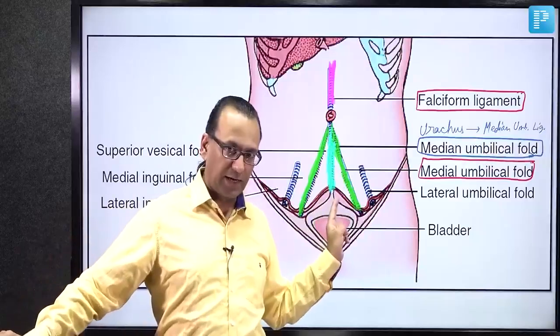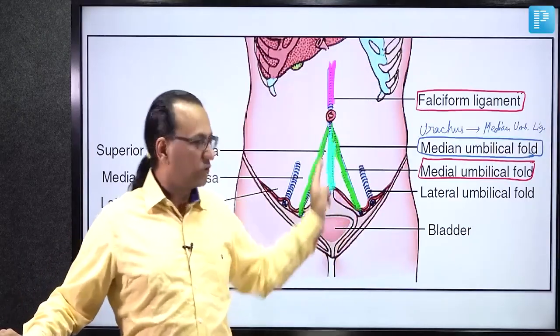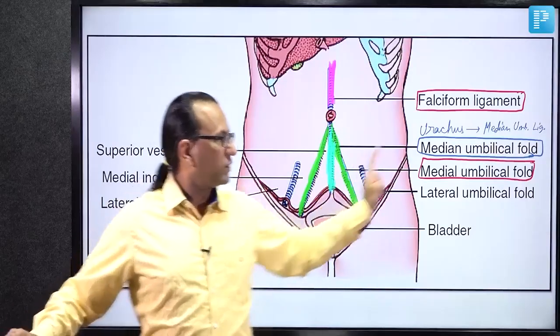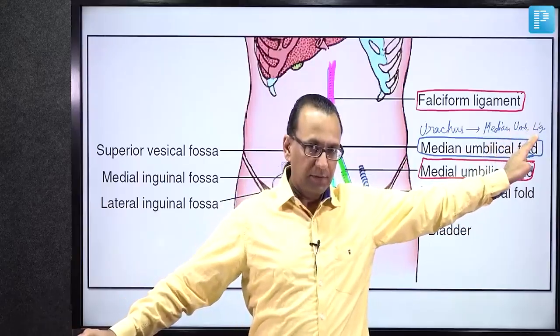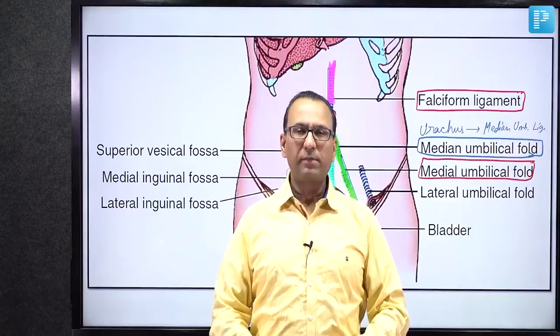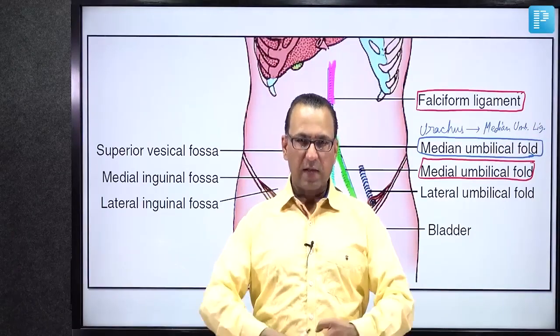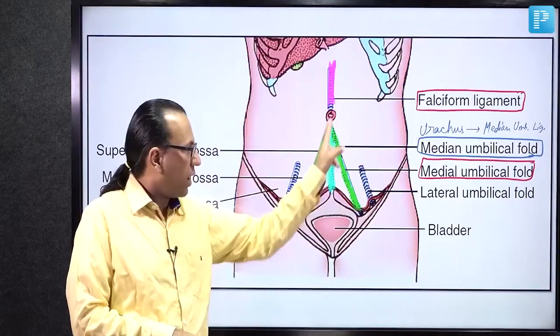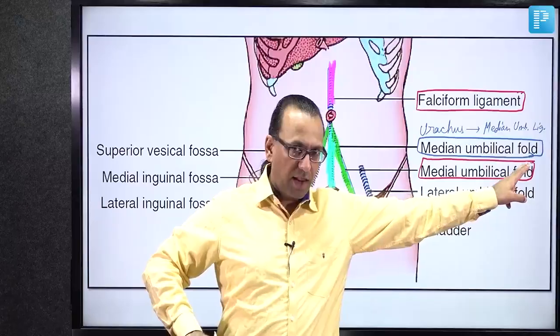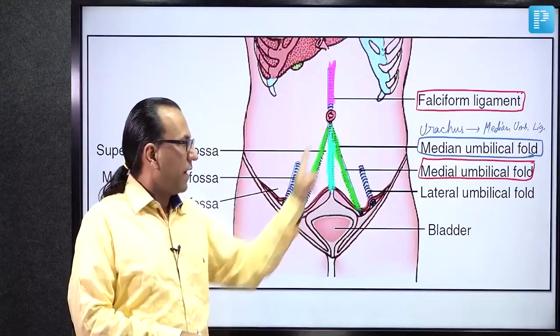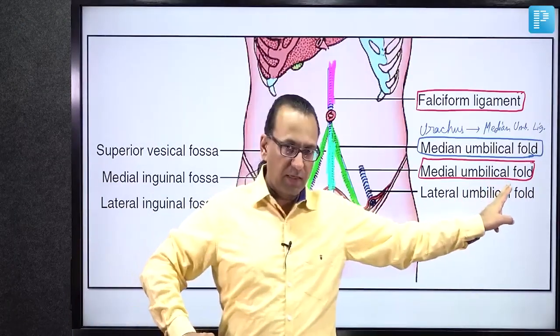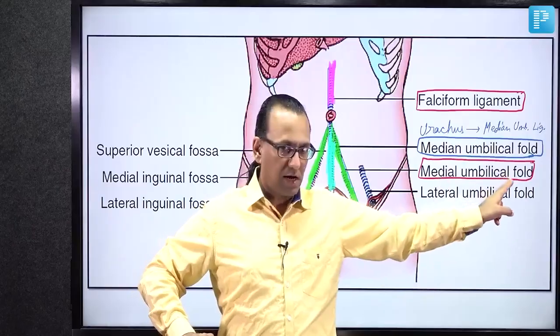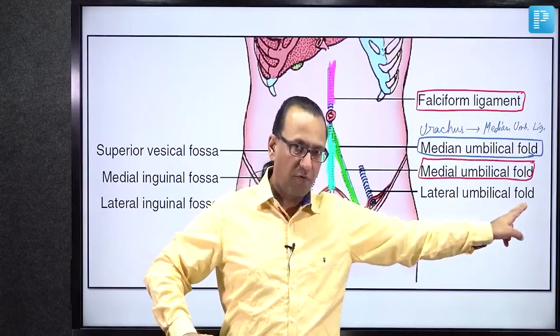So in the fetus, it is the allantois. In the adult, it is the urachus, which is also called the median umbilical ligament. That median umbilical ligament is covered by some peritoneum, and that is called the median umbilical fold. Now you have one median umbilical fold and two medial umbilical folds, which cover the obliterated umbilical arteries. What is the lateral umbilical fold for?